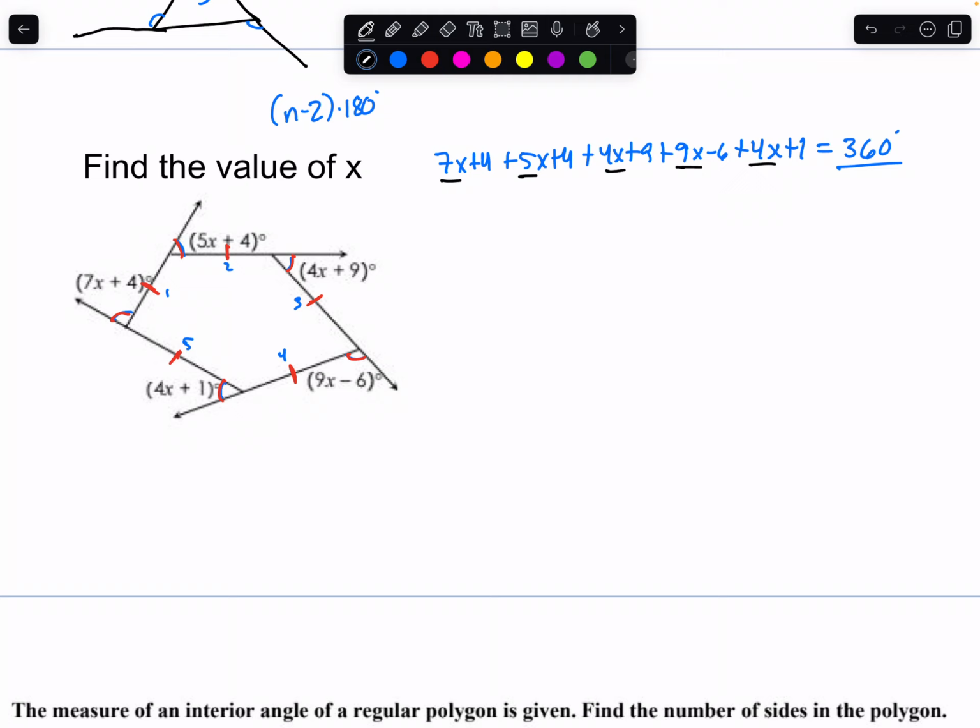So 7x plus 5x plus 4x plus 9x plus 4x gives me 29x. And then if I add up all the constants, 4 plus 4 is 8, 8 plus 9 is 17, 17 minus 6 is 11, and 11 plus 1 is 12.